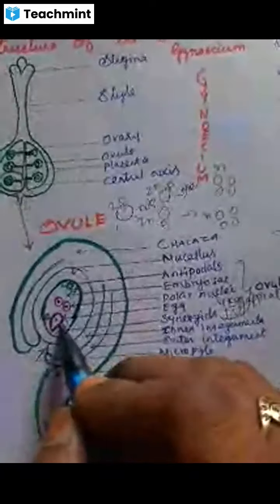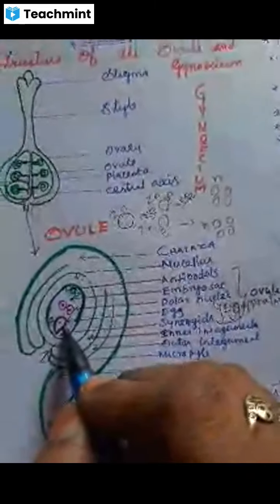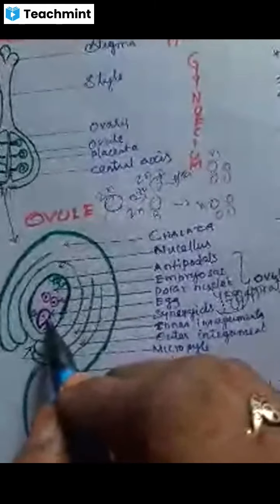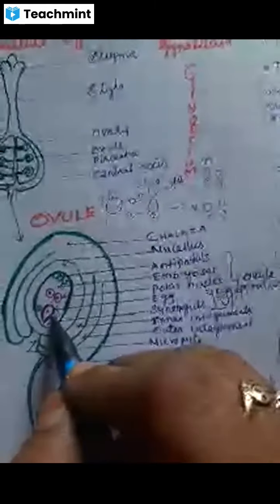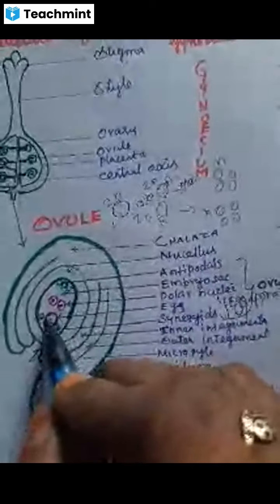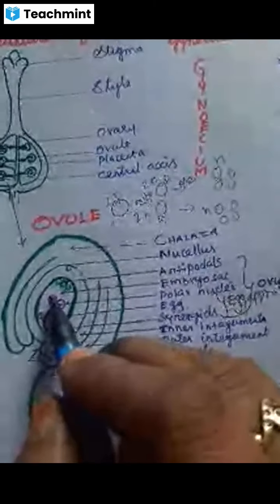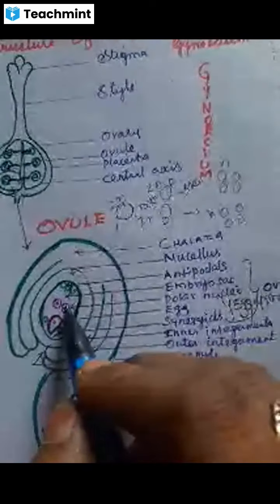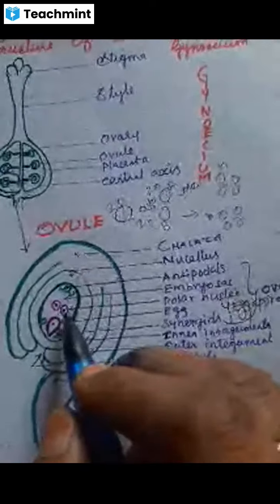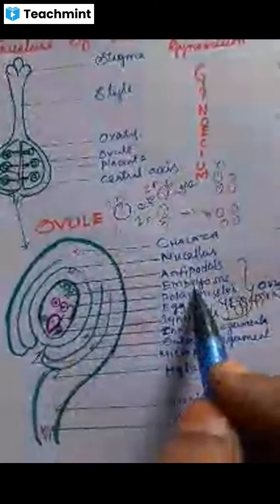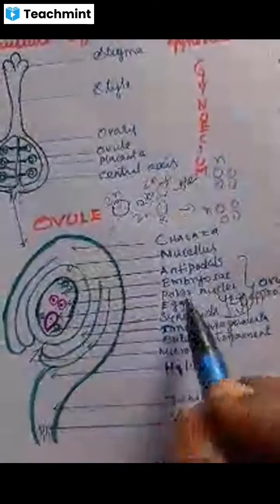Their function will be explained after the class, that is, during the fertilization period. Okay, in the fertilization process we are able to study about the egg and synergids, that is nothing but the egg apparatus. Simultaneously, at the middle there are two nuclei. They are also very important for the developing embryo. So for the time being, in the ovule the two nuclei are called polar nuclei.